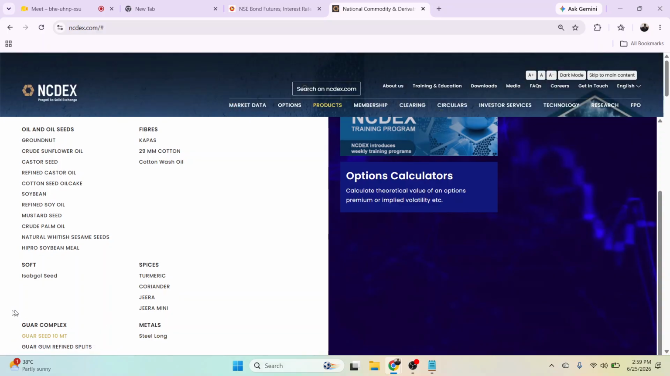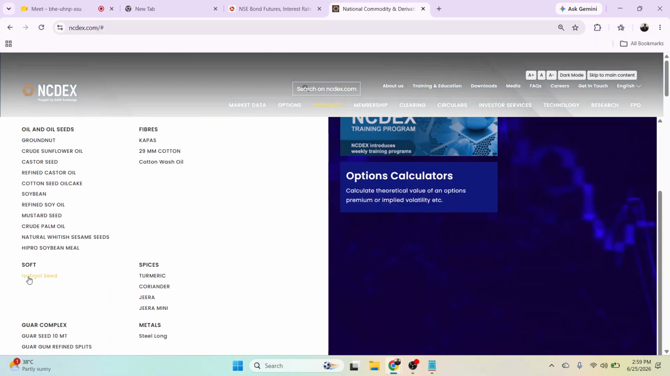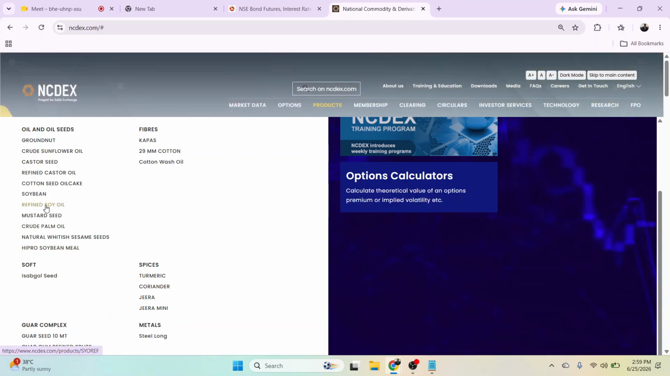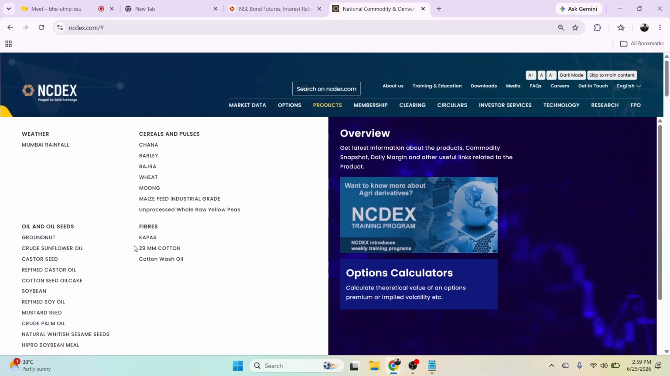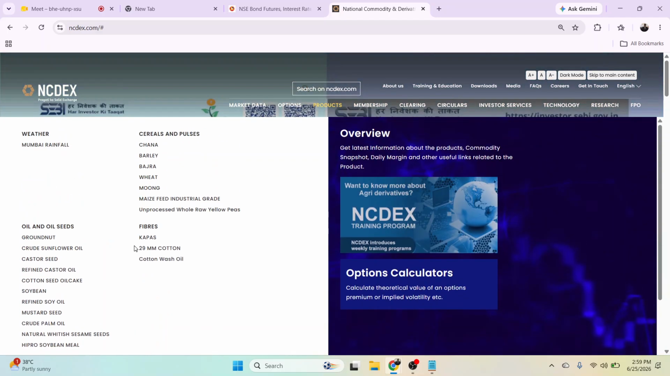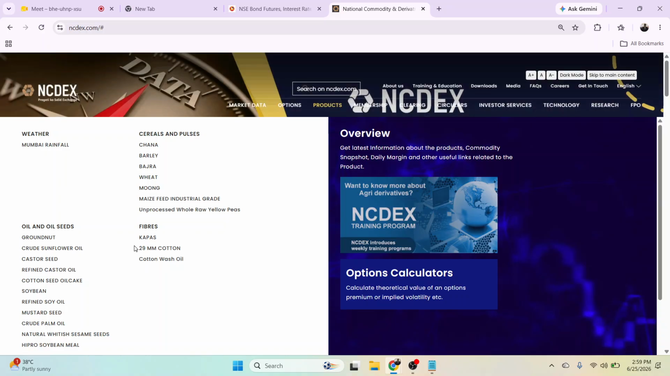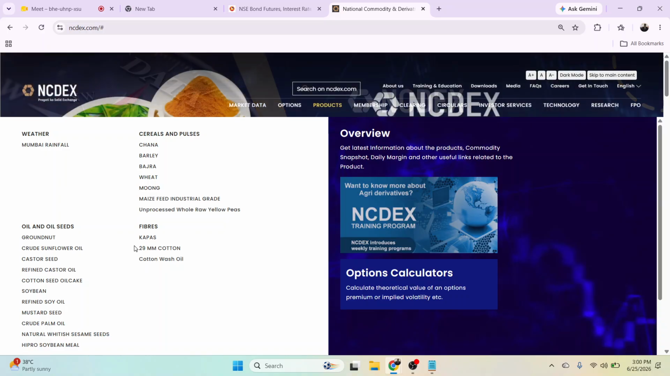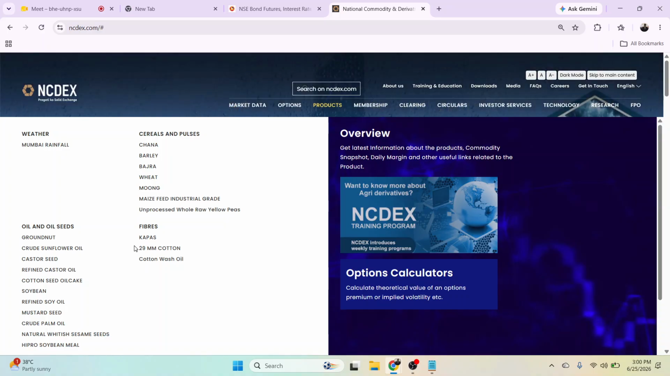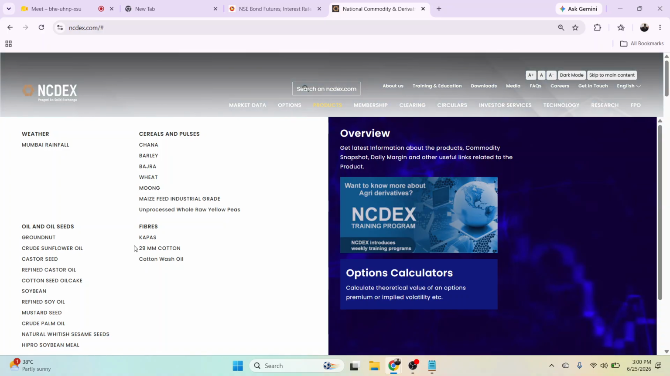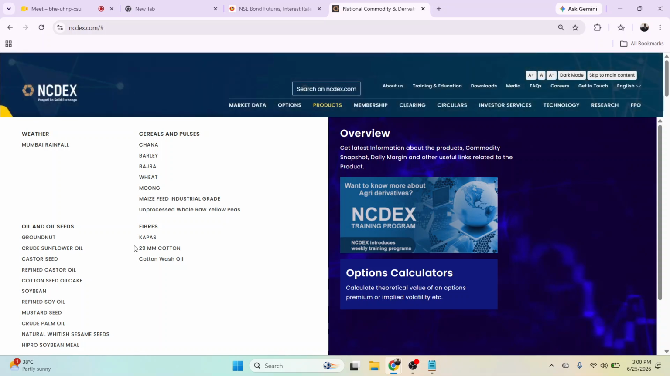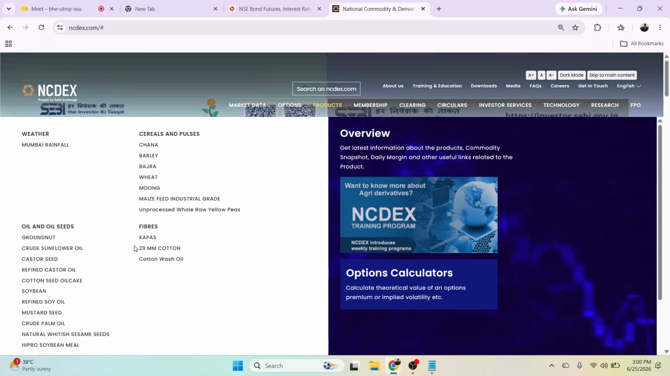Then we can have the contracts of gold and other different kinds of contracts, mustard seed, soya seed, and so on. These agro commodities are specifically traded on NCDEX, the National Commodity and Derivatives Exchange. So we have four exchanges: NSE, BSE, MCX, and NCDEX. NCDEX is specifically for agro commodities, MCX specifically for the commodity market, and NSE and BSE for the equity derivative.